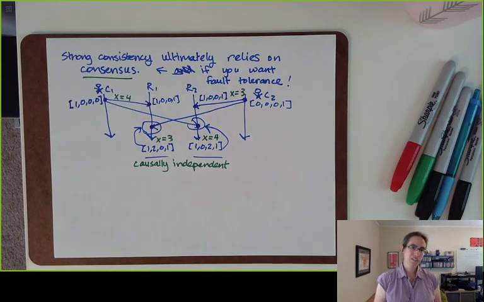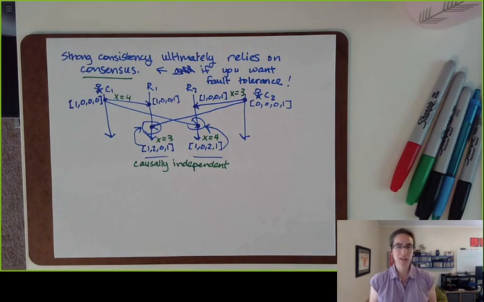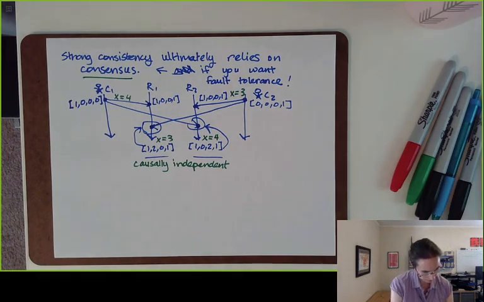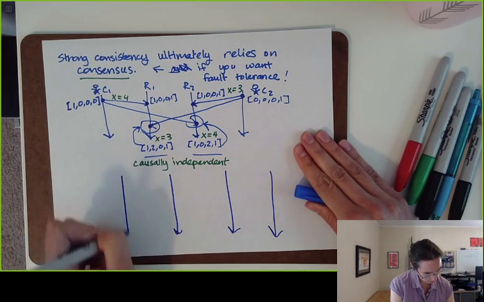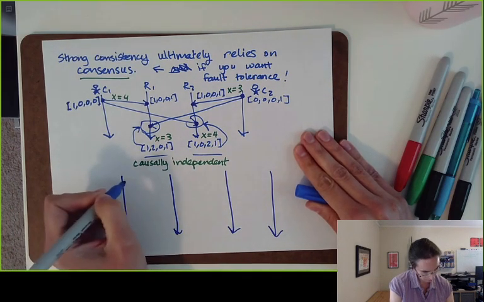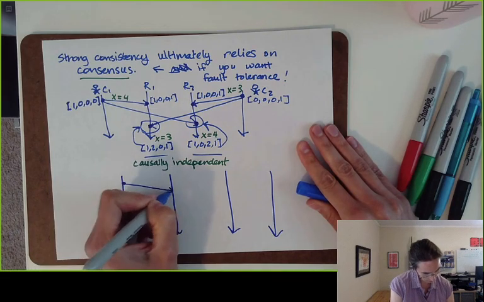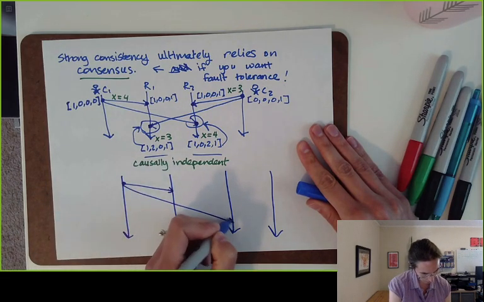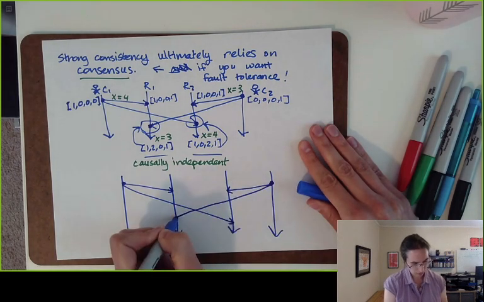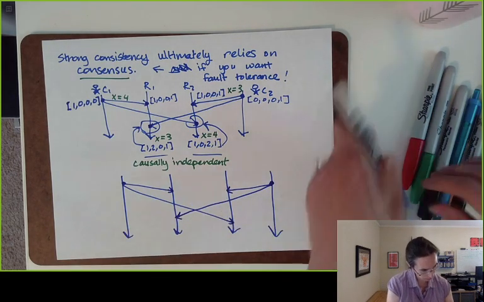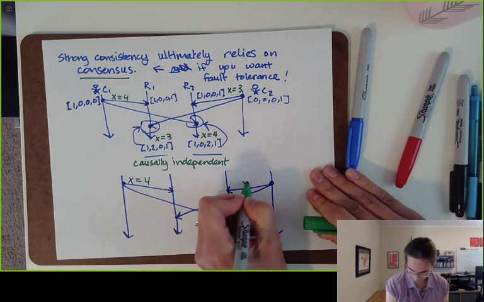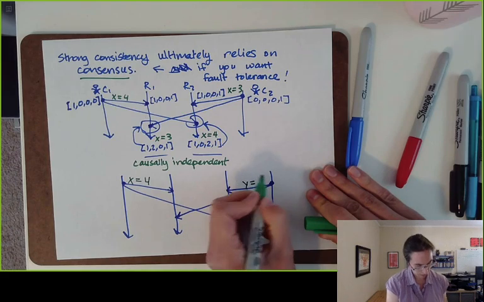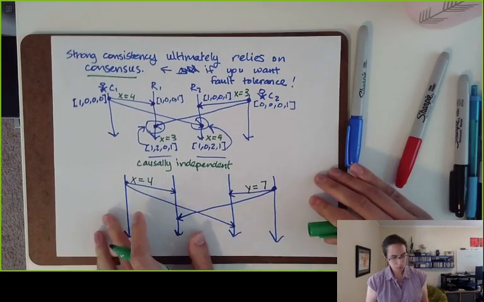Okay, so somebody else in chat is suggesting something really good, which is if we're updating two different keys, it shouldn't matter. Yeah, okay, so what if we had our two clients, just like before, and let's say that these messages arrived like so, but let's say that client one was updating the key X and client two was updating the key Y. So what would you end up with then?